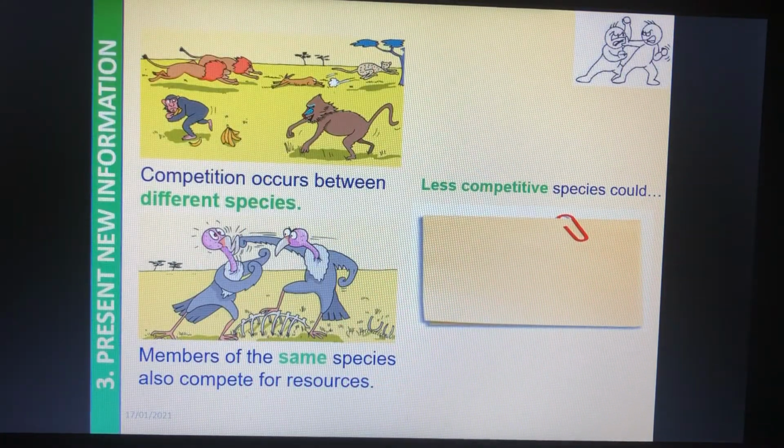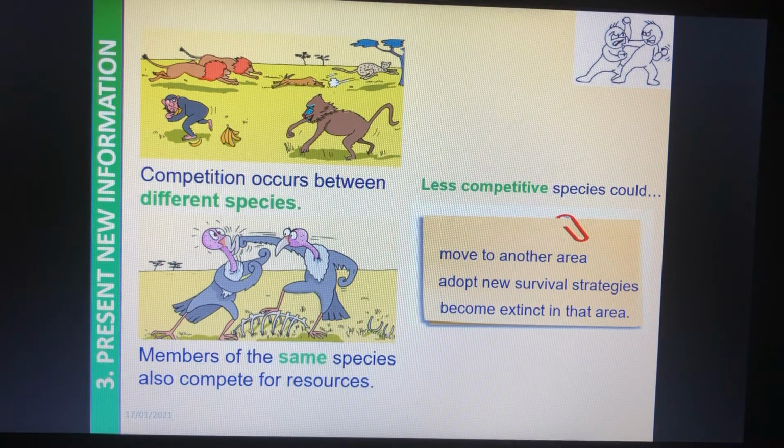Okay, moving on. I don't think we necessarily need to write anything here. I think this is quite straightforward. Competition can occur between different species and also within members of the same species to compete for resources. And the less competitive species is going to have one of three things happen. It could move to a new area where there is less competition, could adopt a new survival strategy, or could inevitably become extinct in that area.